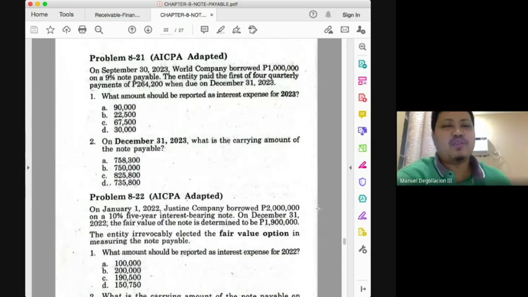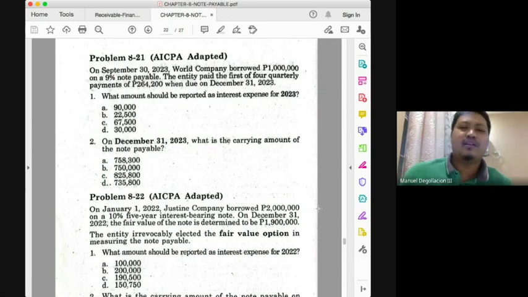8-21. On September 30, 2023, World Company borrowed 1 million on a 9% note payable. The entity paid the first of 4 quarterly payments of 264,000.